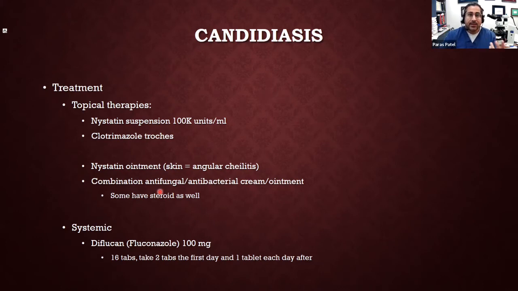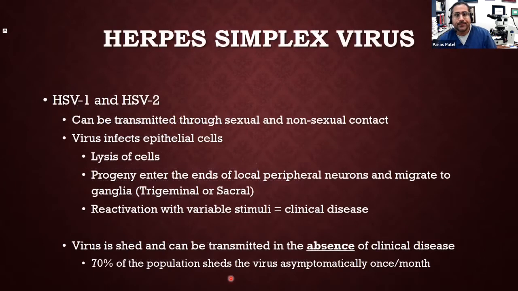Systemically, patients have been treated with Diflucan or fluconazole, and they usually do 100 milligram tablets, 16 tablets, take 2 tablets for the first day and then 1 tablet each day after. Most of these infections are superficial, so I usually stick to a topical method of treatment, but I know colleagues that also treat these systemically as well.